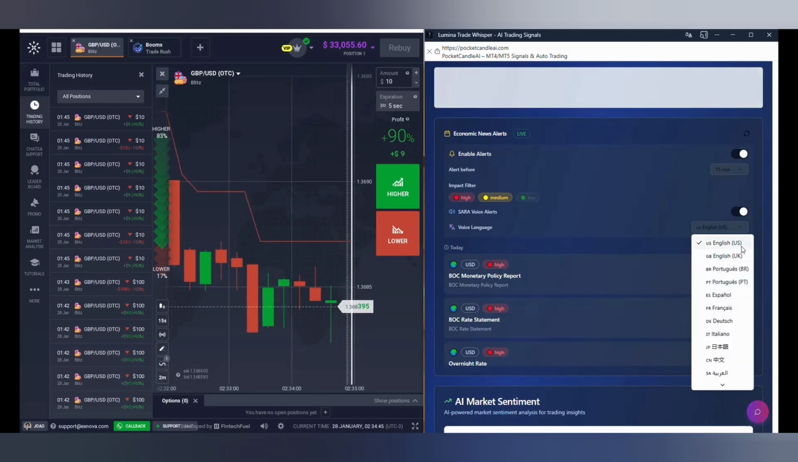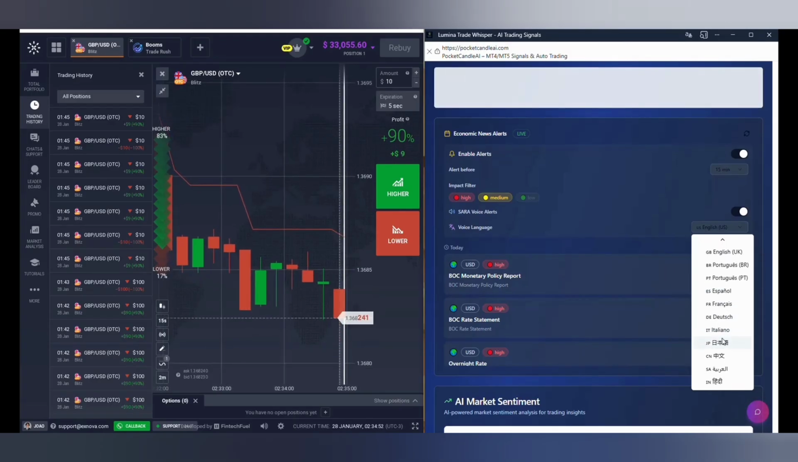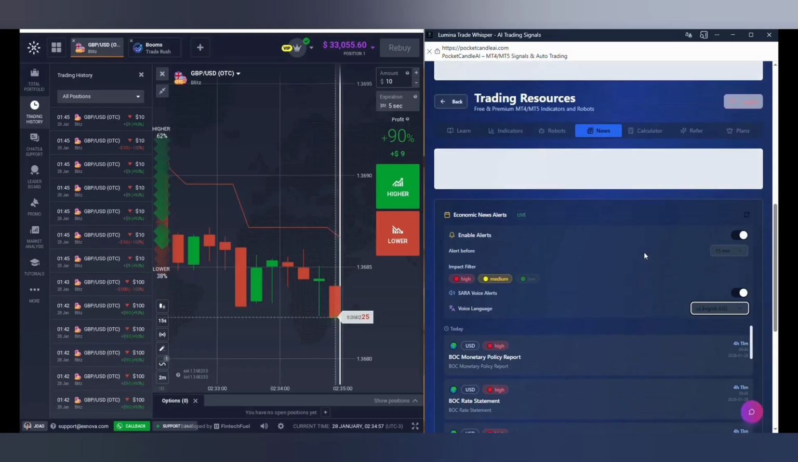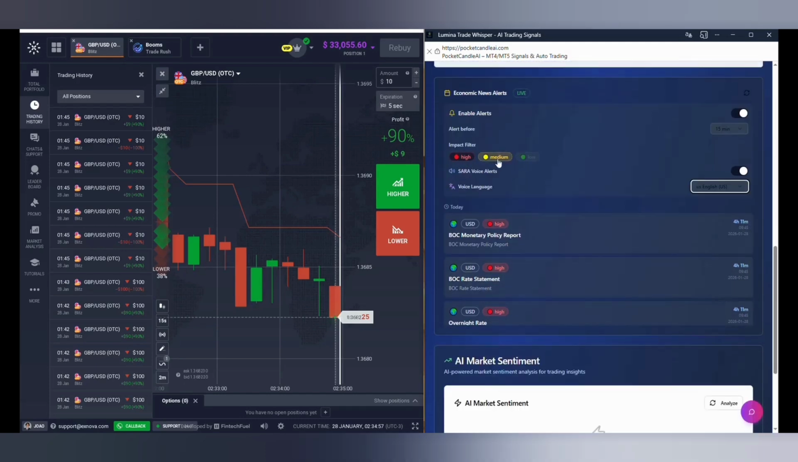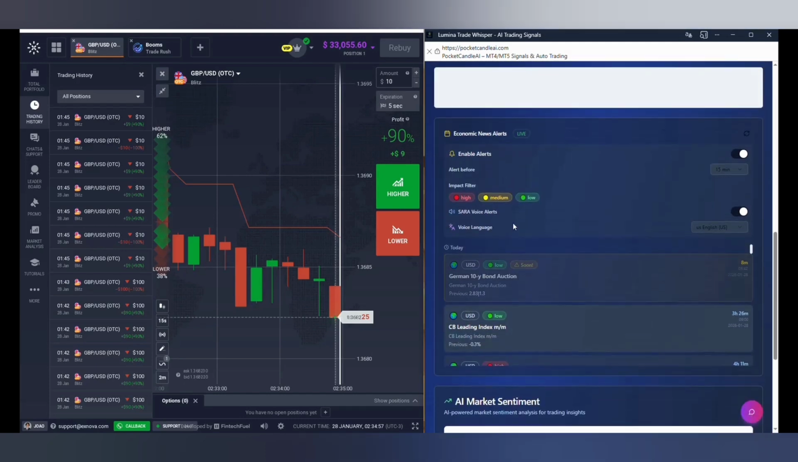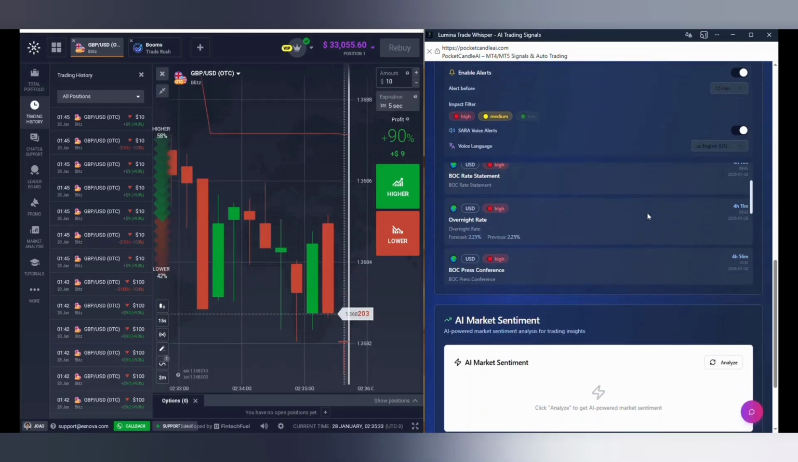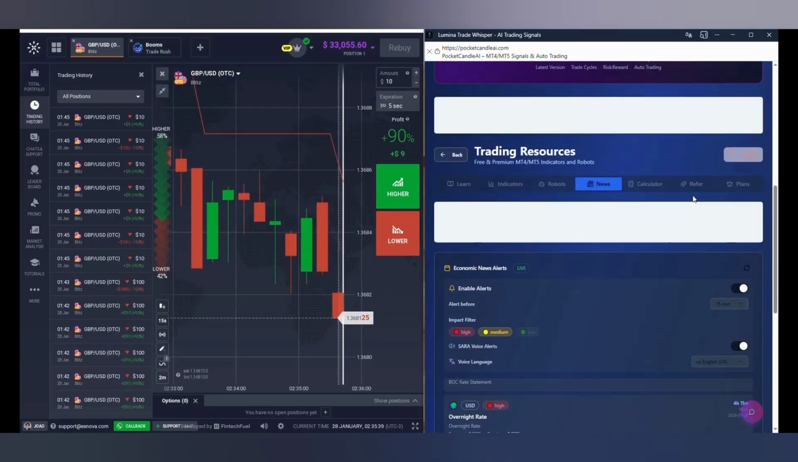As you can see, we have English USA, English UK, Portuguese, Portuguese from Portugal, Spanish, French. We have a lot of languages, so you can put the language you want, which is very good. Now enable alerts. You can choose if you want only high impact news. I am using medium and high. If I put low, it will show me the low as well, but I'm using only these two. The upcoming news is in 4 hours 11 minutes. 15 minutes before the news, you will get a voice alert about it. You can also use this to see the market sentiment. This is free and it's important to use.